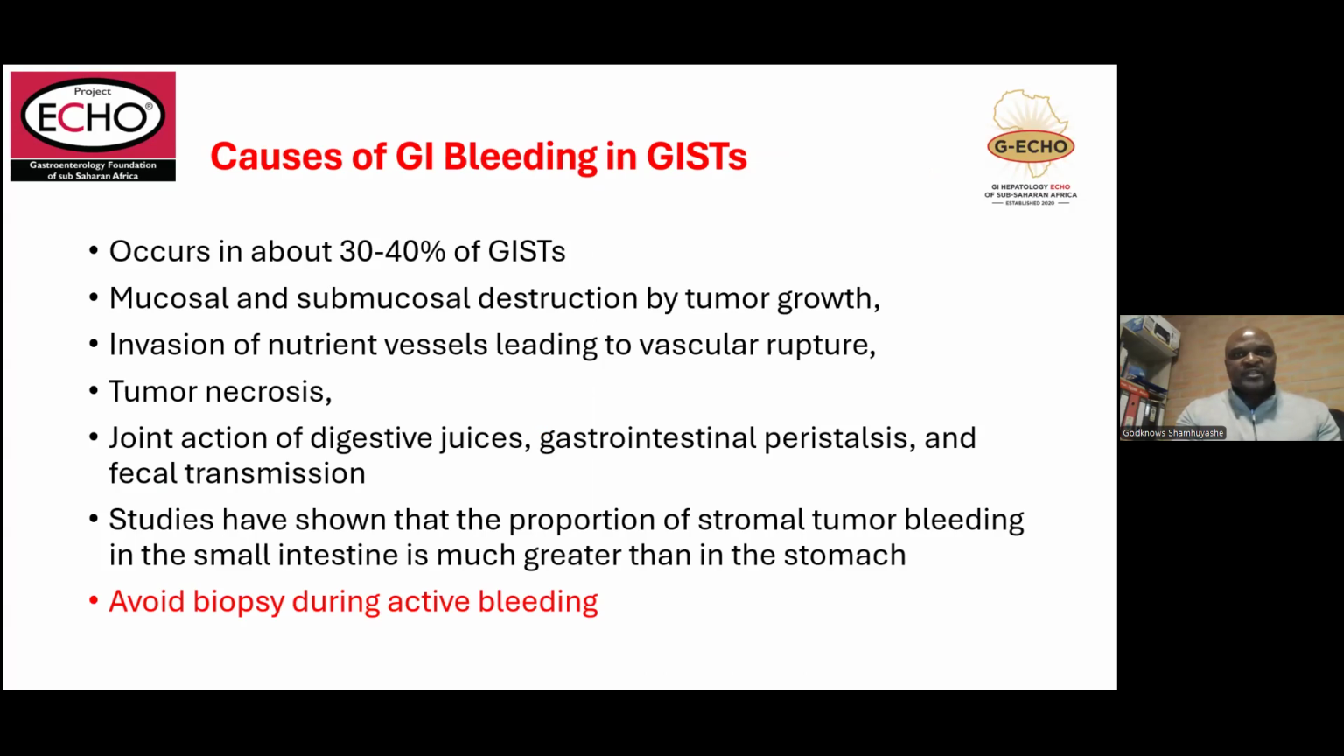So what can cause bleeding in these tumors? It occurs in about 30 to 40% of the GISTs, and usually there's mucosal and submucosal destruction by the tumor growth, and you find that there is at times invasion of nutrient vessels leading to vascular rupture, and also tumor necrosis has been a contributing factor. And also there may be a joint action of digestive juices, gastrointestinal peristalsis, and fecal transmission.